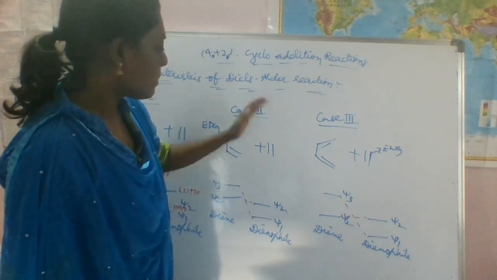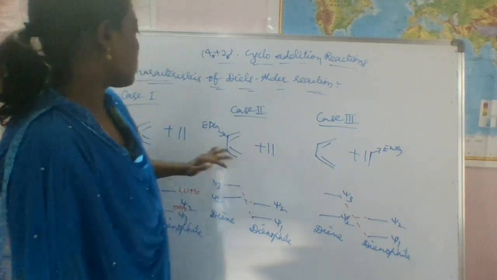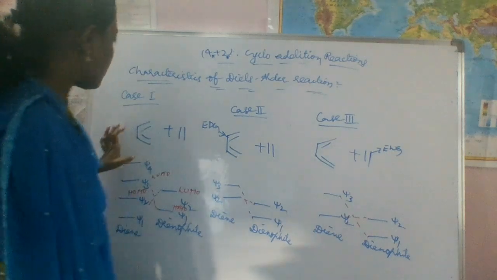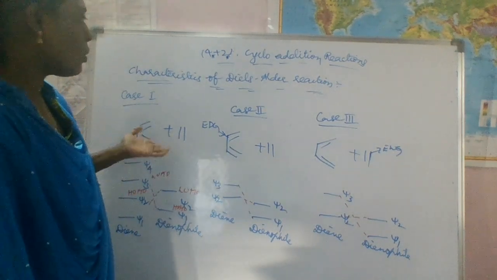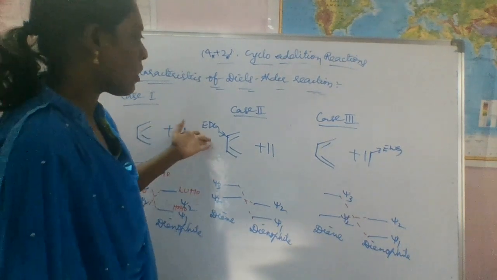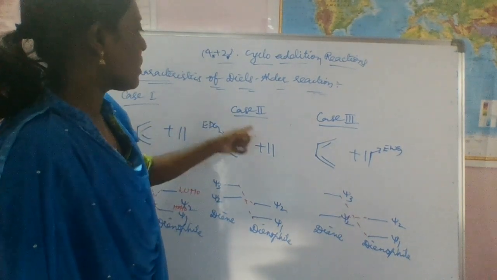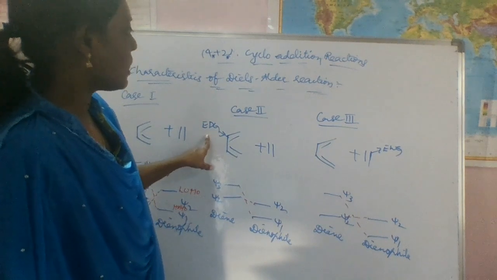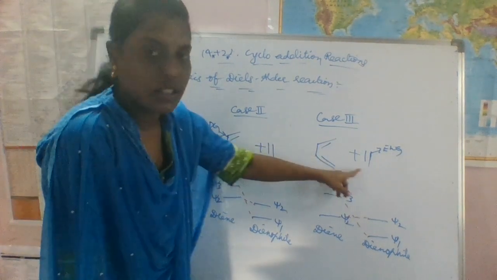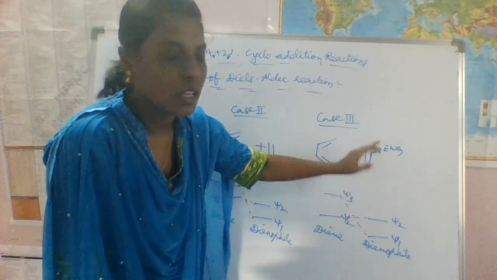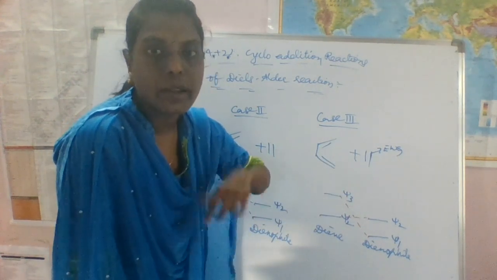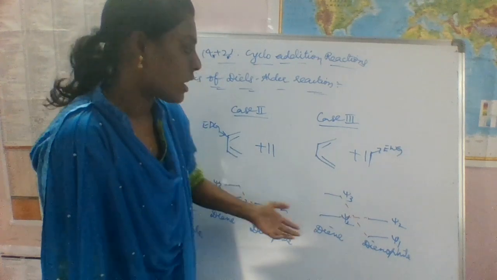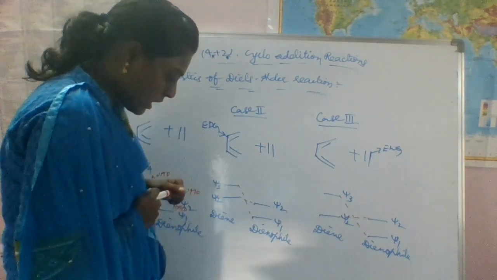So this is one of the important ones, the application part. Here 3 cases are there. In the first case there are no groups like electron withdrawing or electron donating, but in case 2 an electron donating group is there, and in case 3 an electron withdrawing group is there. Thereby the energy gap decreases, and the rate of the reaction increases.